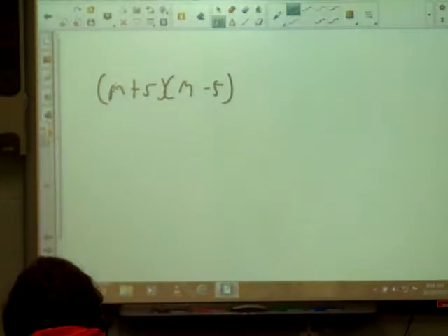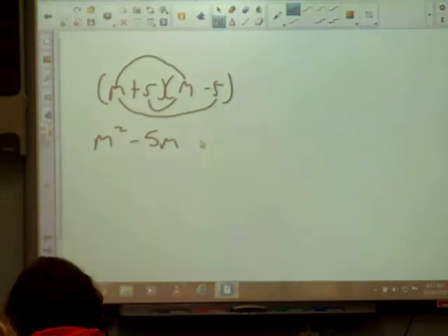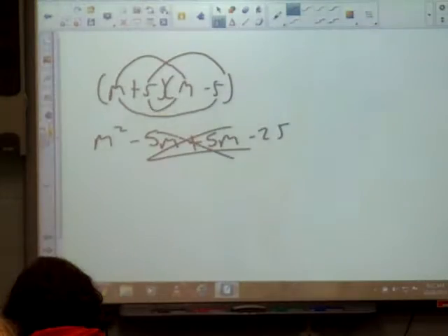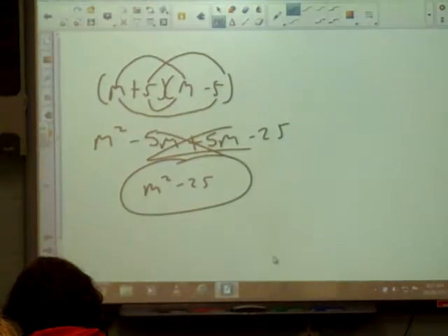Okay, with that? Alright, so first gets me an M squared. Outer gets me a -5M. Inner gets me a positive 5M. And then last gets me a -25. Middles cancel out. -5M and 5M is nothing, so you just got M squared minus 25. Every time the terms are the same, but one of them's a plus and one of them's a minus, the middle terms are going to cancel out.